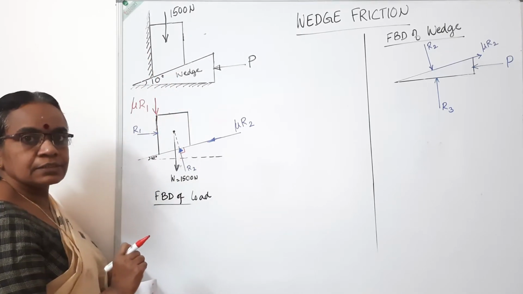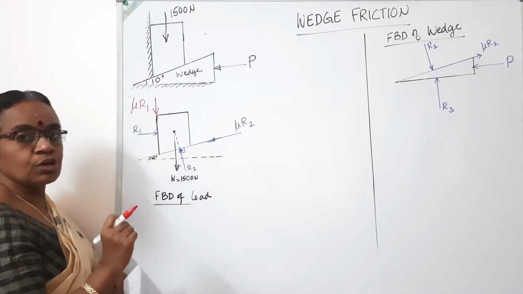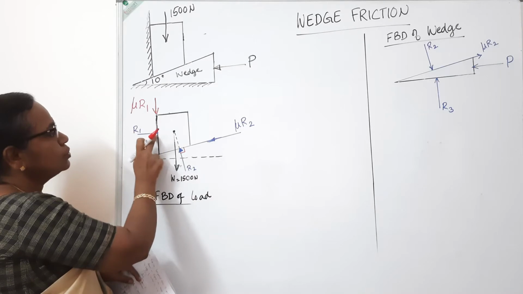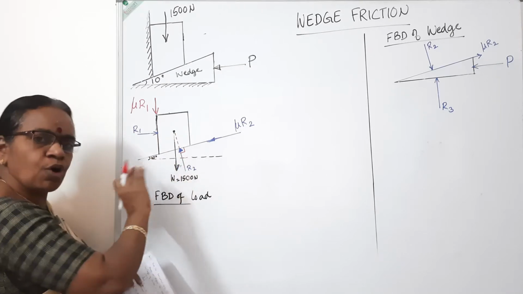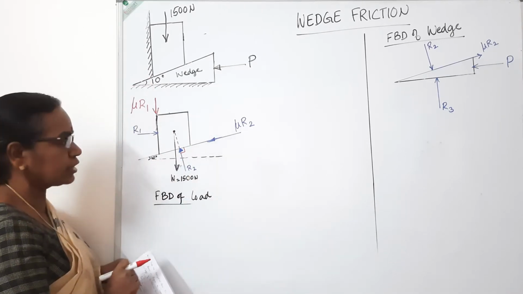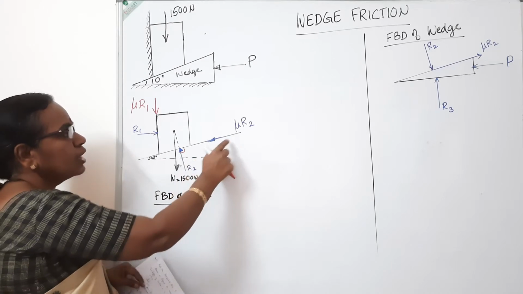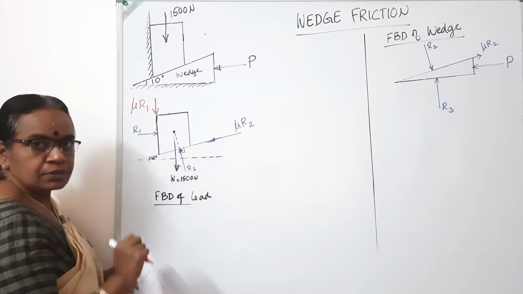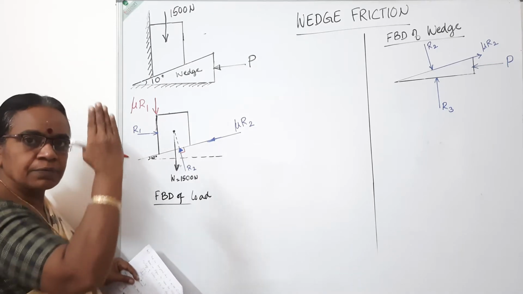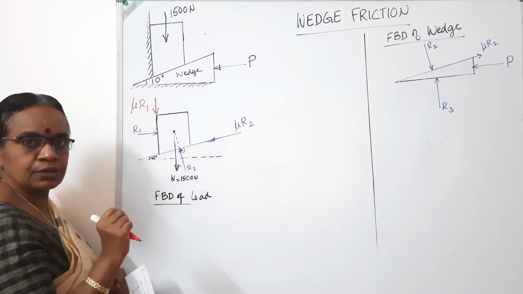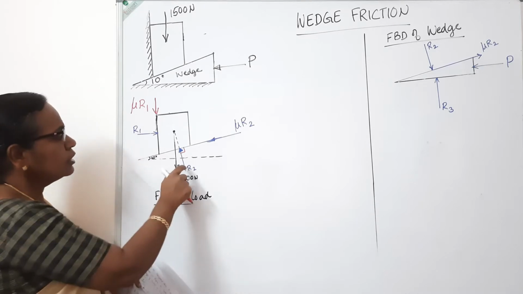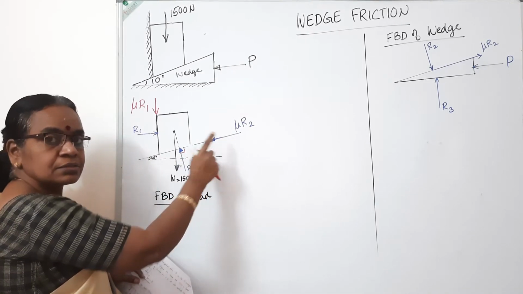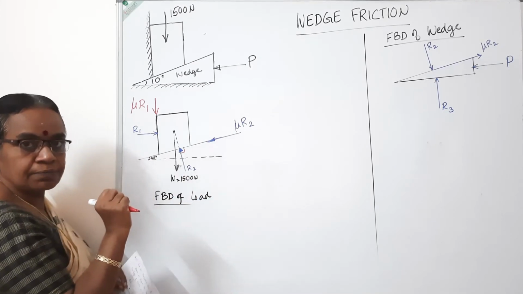Now let us consider the equilibrium. Let us see, three forces are in the normal xy direction, Cartesian coordinate direction. This R2 and mu R2 are along the plane and perpendicular to the plane. There are two forces which are not in the global xy direction or the usual coordinate directions. These two forces have to be resolved along the x and y direction.